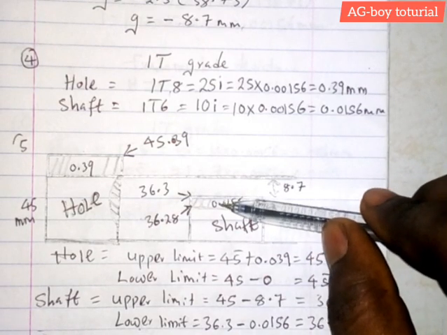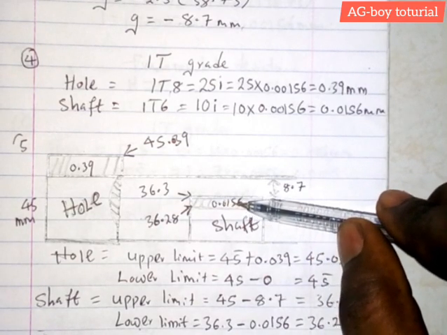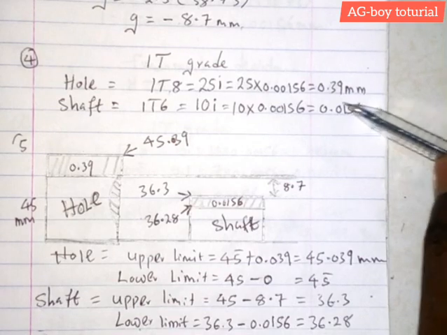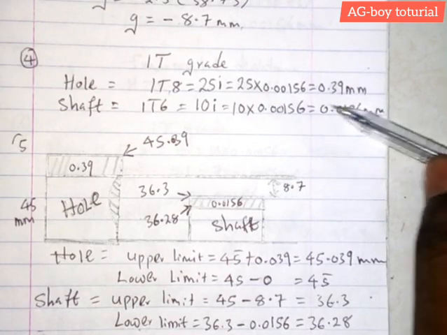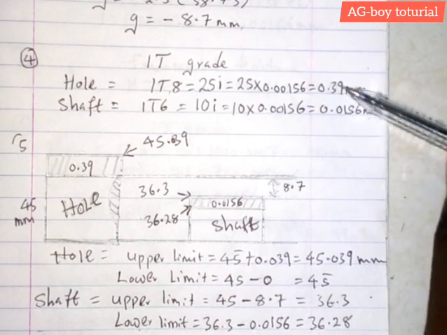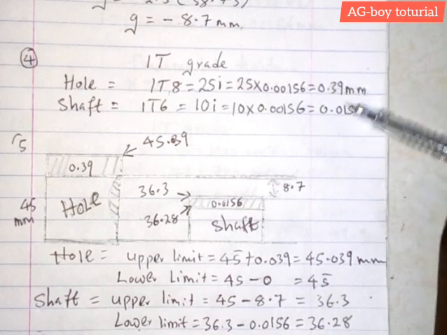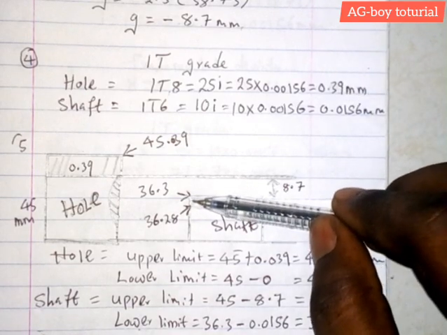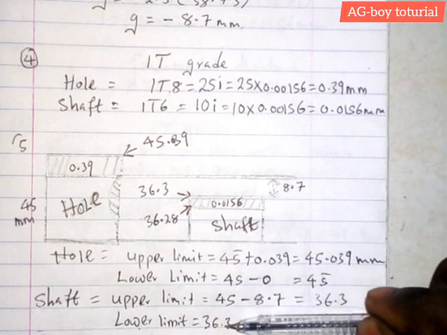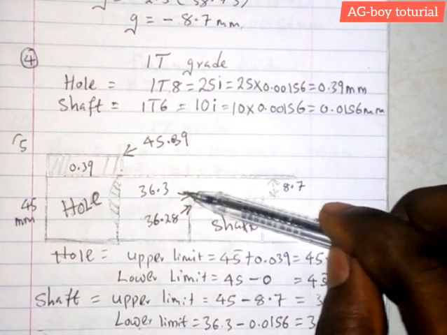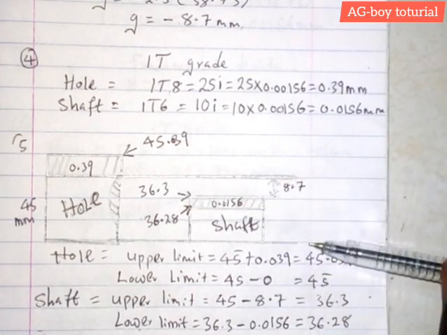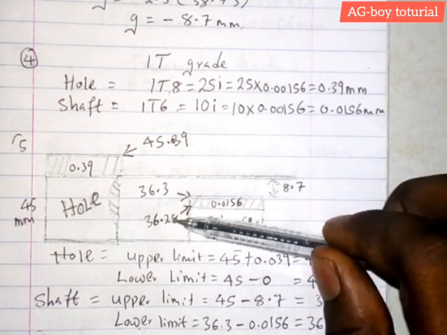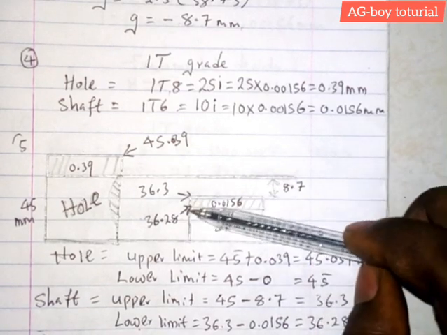The tolerance is 0.0156, which is this one. The tolerance is same as the IT grade. So these are the tolerance. So once you take it away from 36.3, which is this upper limit here, we are going to have 36.28. So that is for the lower limit.